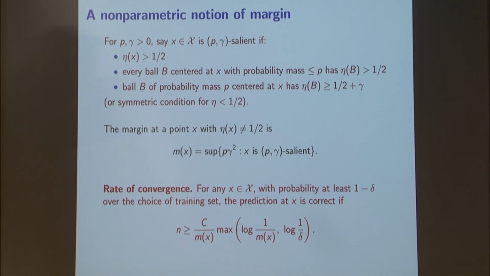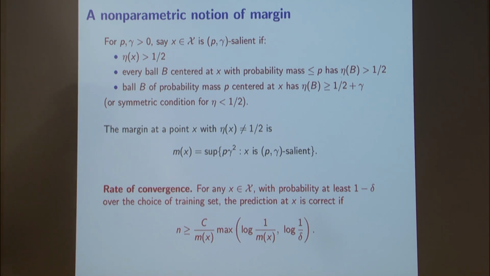For parametric classifiers like linear separators, it's been useful to define the margin of a linear separator, which is sort of the width around the boundary where there's no data, and it's been possible to give rates in terms of the margin. For non-parametrics, it makes sense that the margin would not be a single number, but would actually be a function over the entire space, which tells you how easy it is to predict at any individual point.